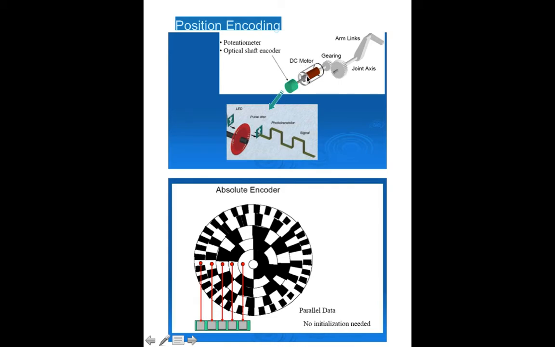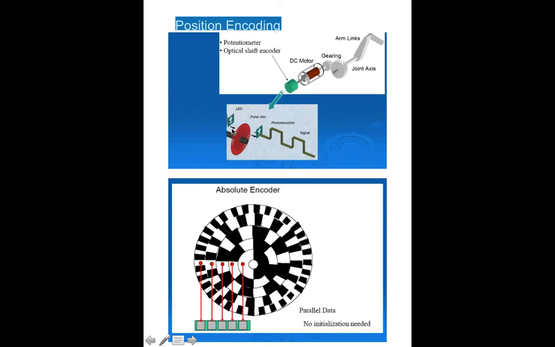One end of the shaft is connected to the gearbox or gearing system, and the other end is connected to the optical shaft encoder. So what exactly is it doing? It consists of a track system, a circular disc with various tracks, which include transparent sections as well as opaque sections. This system consists of an LED as well as a photodiode.